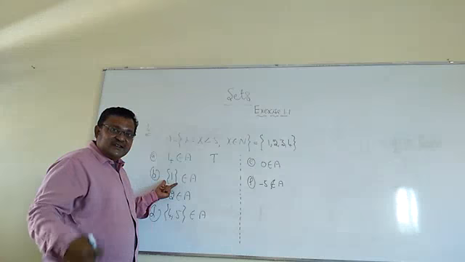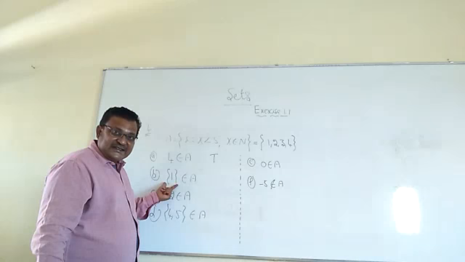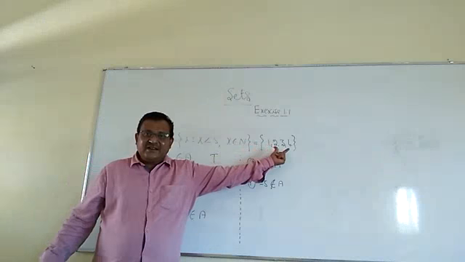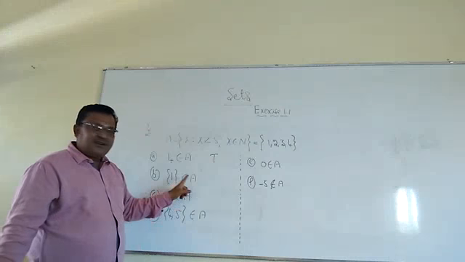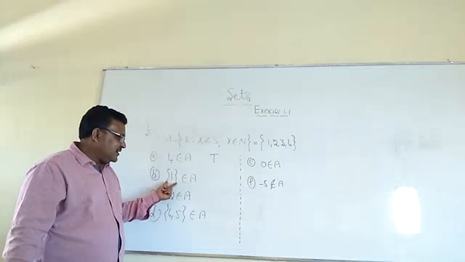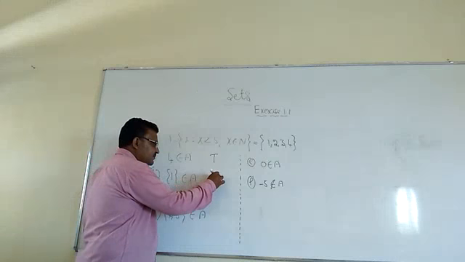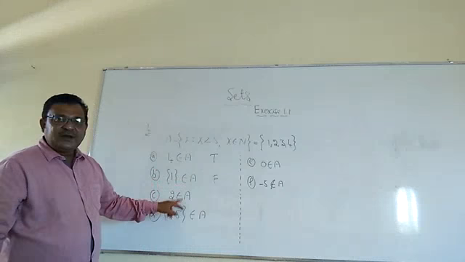What a singleton is and all those things, we will learn afterwards. Now, it is one set, same as it is. Is any element there? Not there. So it does not belong to A. The set which has 1 as an element is given here. So it is false.